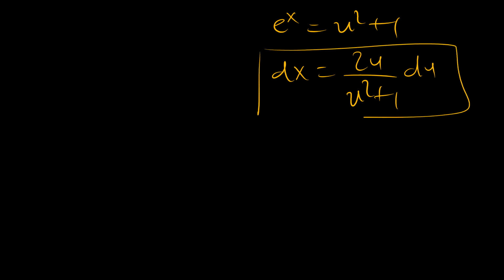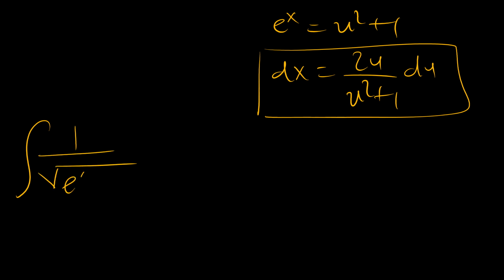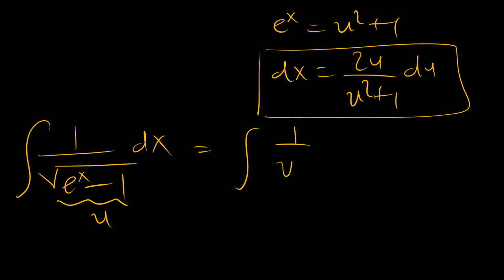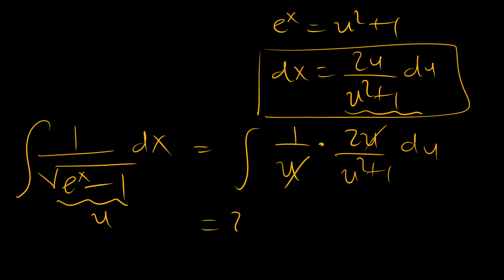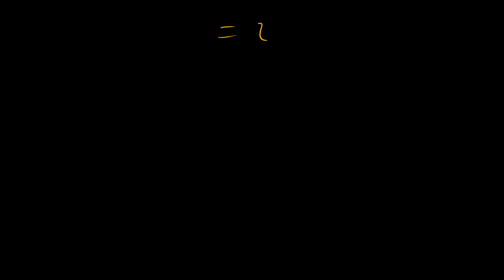So this is an important thing to consider, so that when we have our integration of 1 over the square root of e to the power x minus 1, that's the same as, since this part is u, 1 over u, and dx, which is 2u over u squared plus 1 du. So this u and u would cancel, so we have twice the integration of 1 over u squared plus 1, right?